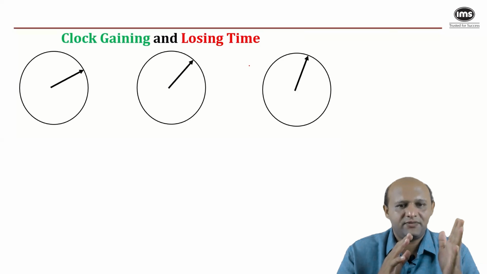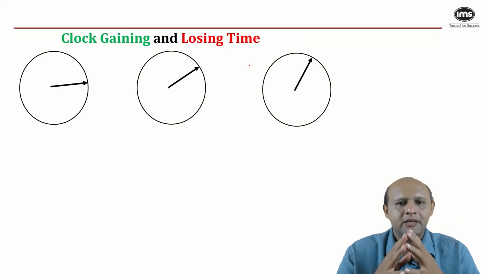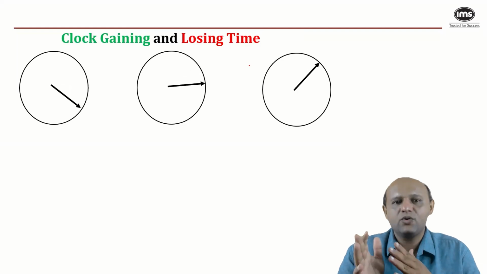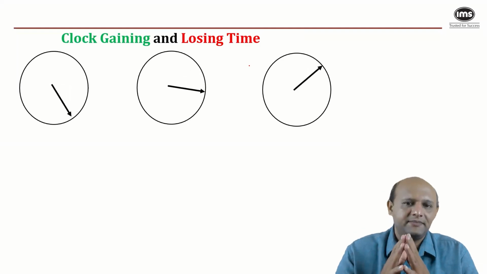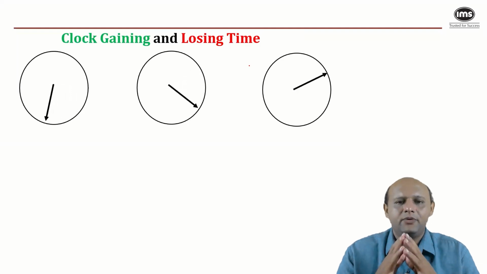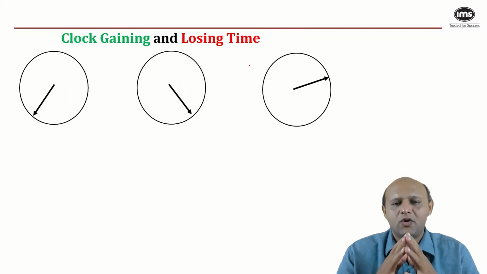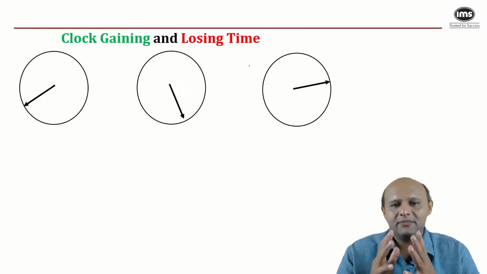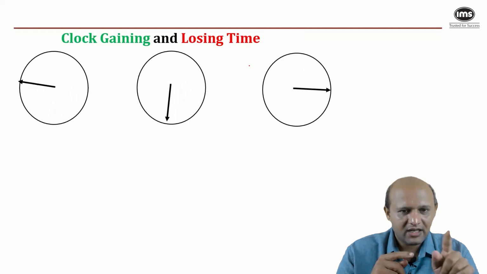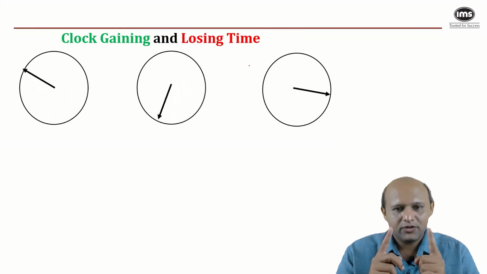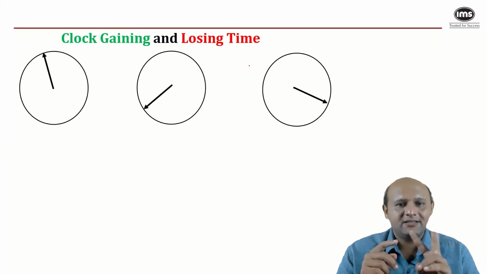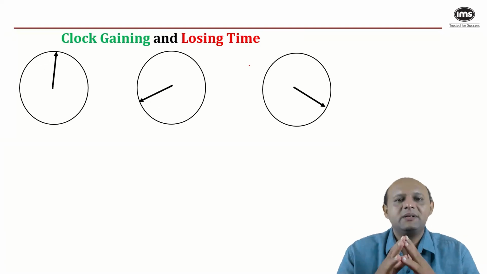The left one is fast, so therefore it gains time. The one at the center has the exact time, and the one towards the right is a slow watch. Okay, so it is losing time, right? If you understand these three, then perhaps most of the questions, if not all, on clocks gaining and losing time will start making sense to you. In about another half a minute, the clock at the center completes one round, so therefore it's 1 minute. Whereas the ones on the left and right are at different places, right?